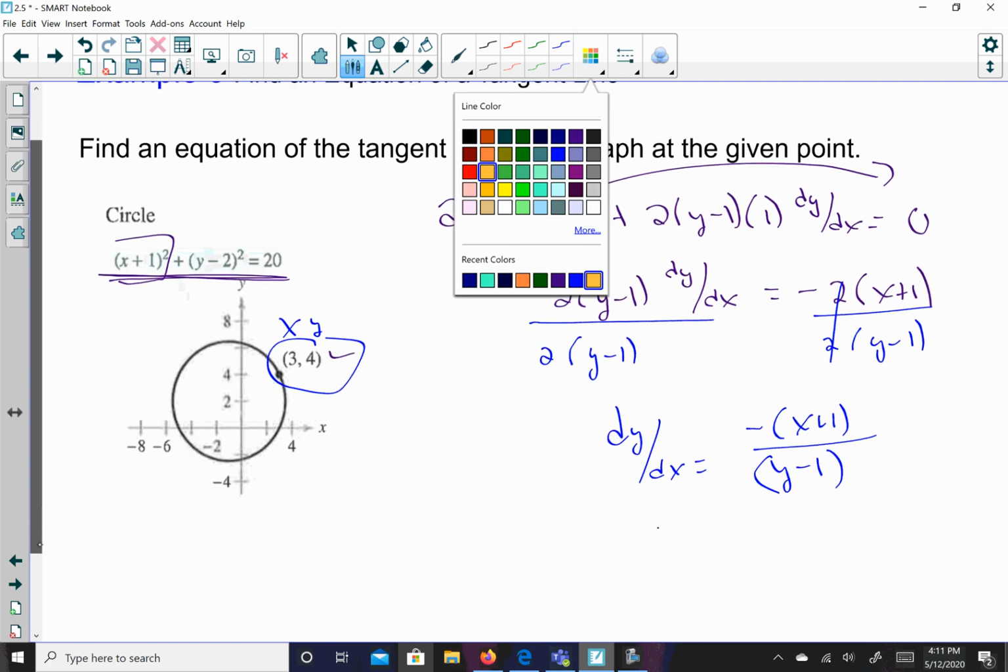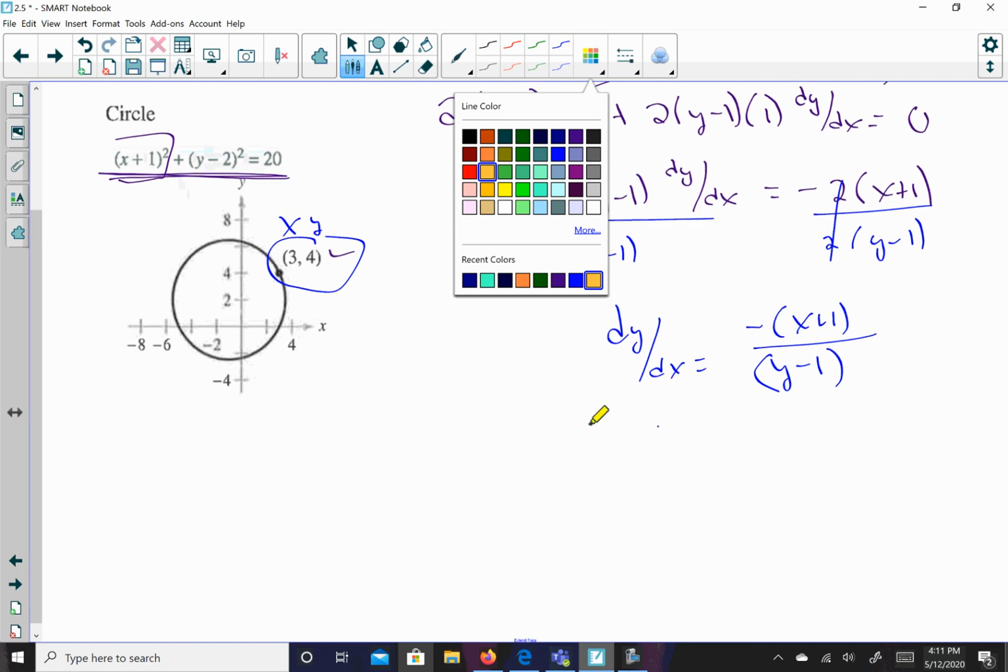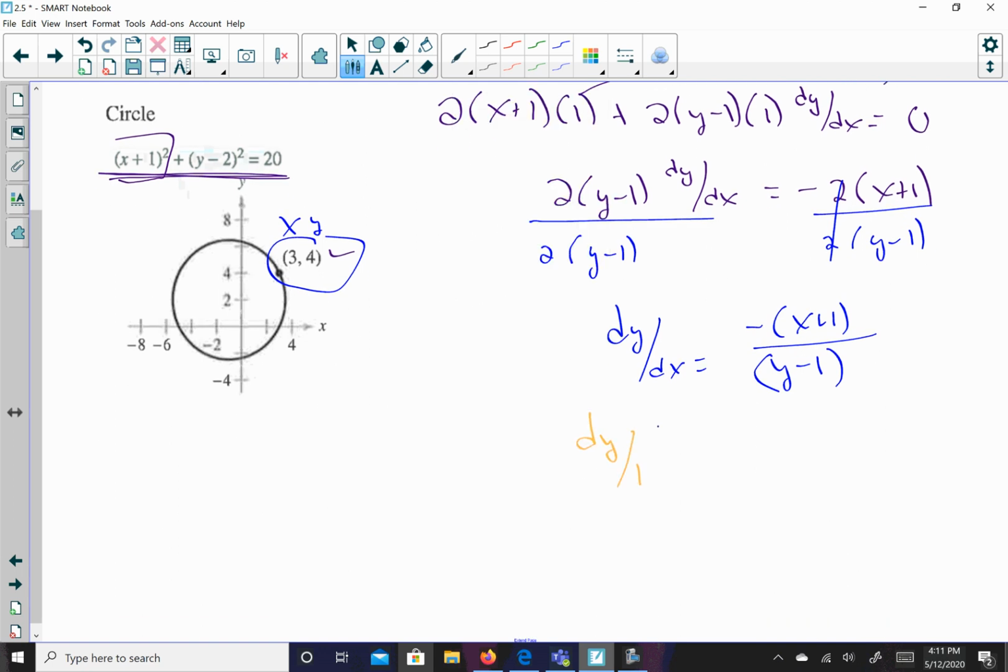So when I do that, dy/dx is going to be negative 3 plus 1 over 4 minus 1.